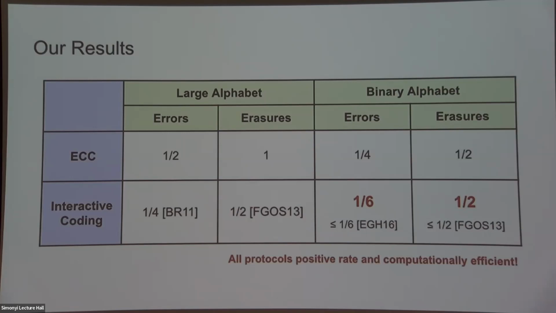Yeah. Okay. And another thing is that all of our protocols are positive rate and computationally efficient. We actually have 2 works. So the first work, our 1/6 protocol, was exponentially inefficient, but we improved it this summer. So in a sense, we seem to have the best results in all 3 directions you might care about: error resilience, rate, and efficiency.